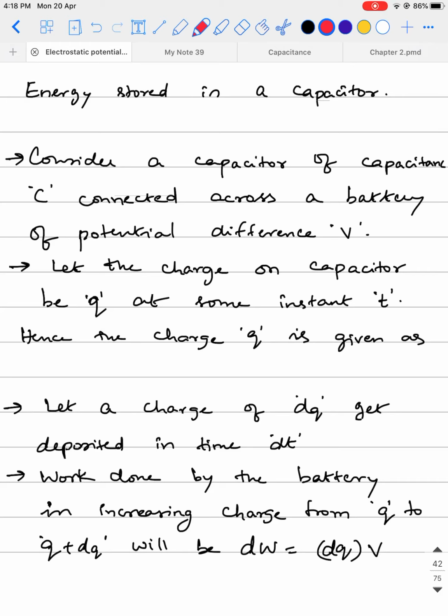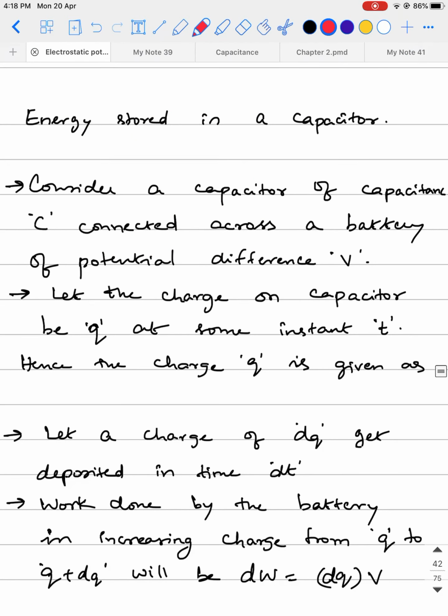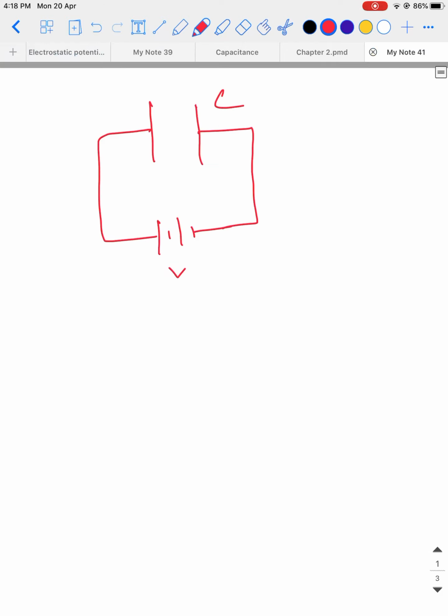Now what we'll do is consider a capacitor of capacitance C which is connected across a battery of potential difference V. Second, let the charge on the capacitor be Q at some instant t. So at time t, let the charge on this capacitor be Q, meaning this plate is Q, and let this be minus Q.